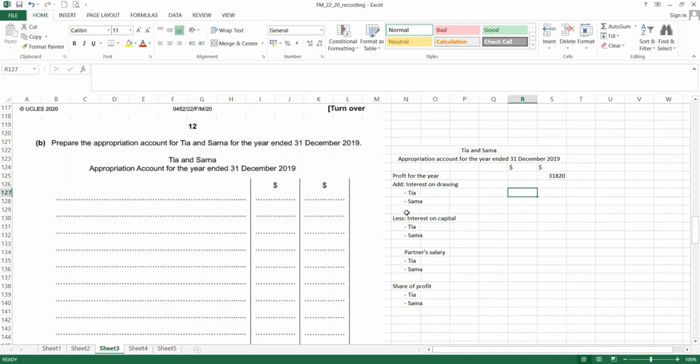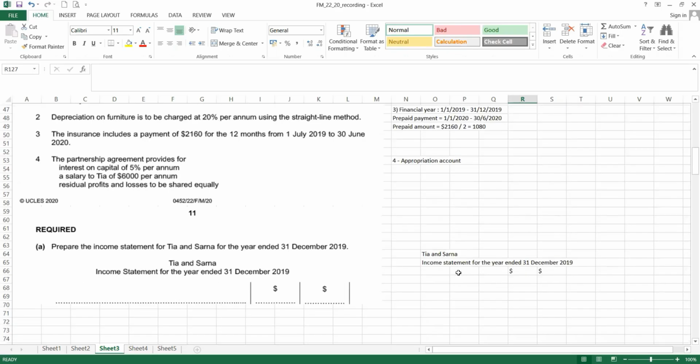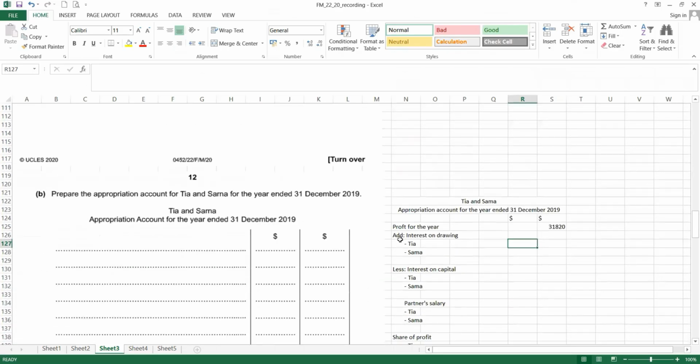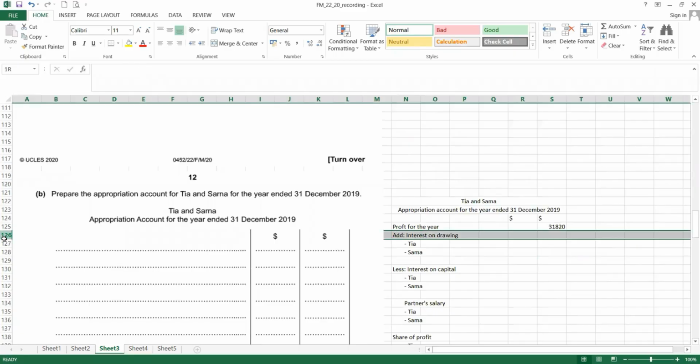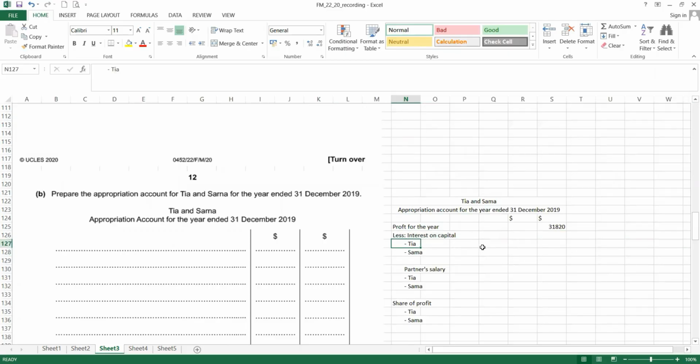Now, let's see if there is any interest on drawings. We go to information number 4. They say that the partnership agreement provides for interest on capital of 5% per annum, a salary to Tia, 6,000, and residual profit and loss to be shared equally. They didn't mention anything about interest on drawings. Since they didn't mention anything about interest on drawings, we leave it out. They only talk about the interest on capital.